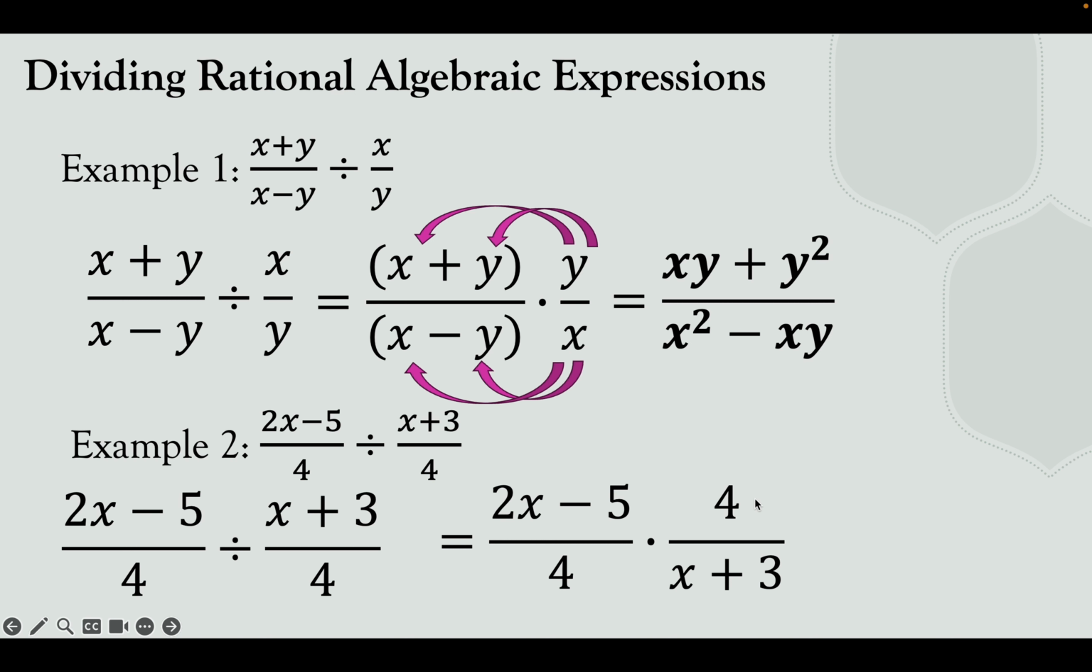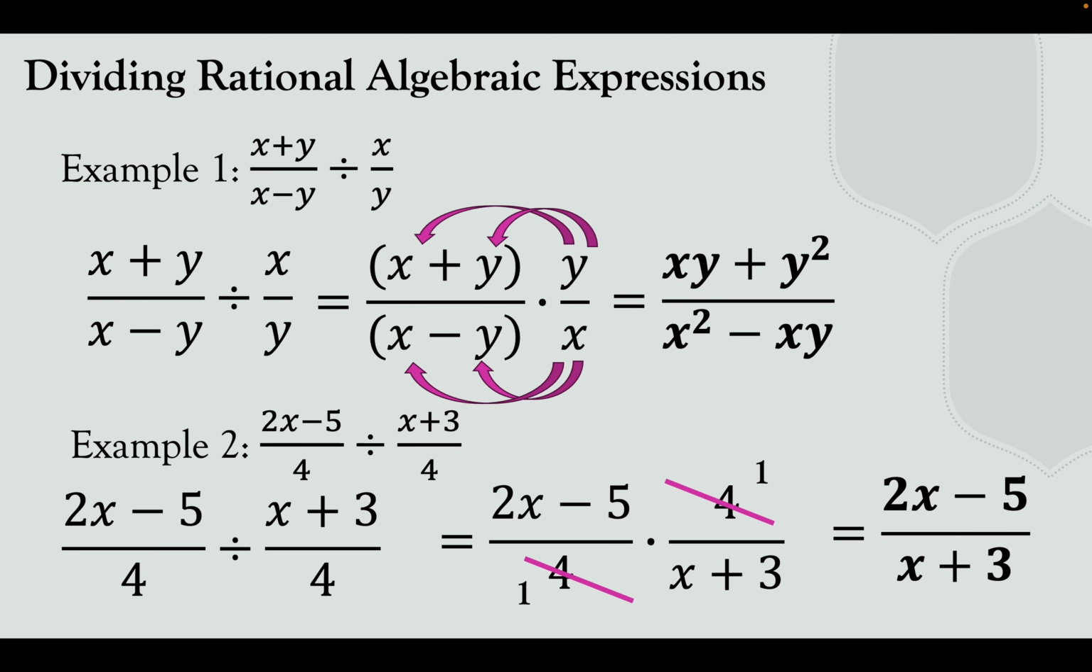Now notice that you can cancel out 4 and 4 here. Their common factor is 4, so divide both of them by 4. We have 1 and 1. And our remaining terms now is (2x - 5)/(x + 3).